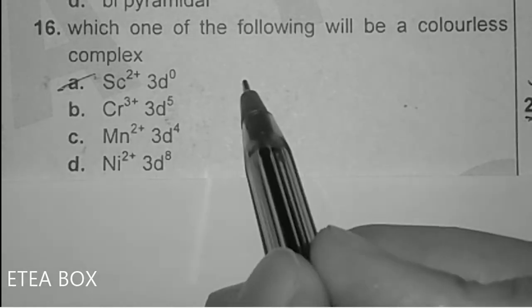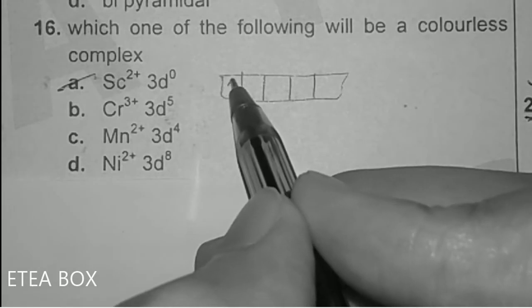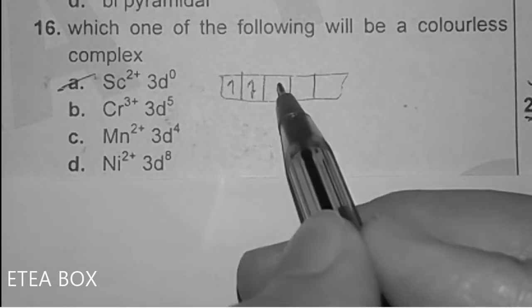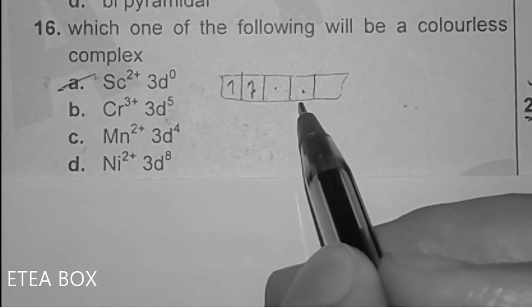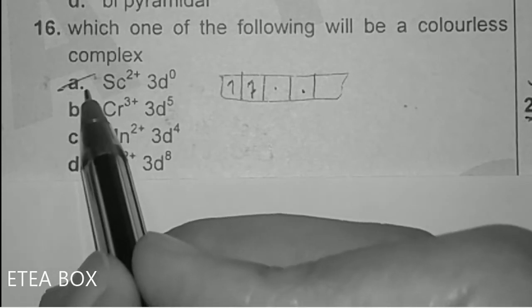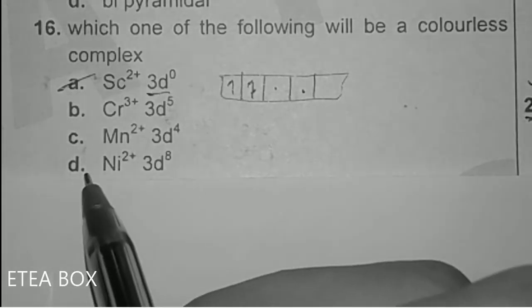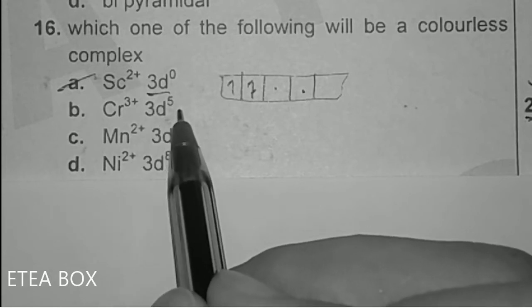Which one of the following will be a colorless complex? Now we know that the color of the transition metals is due to the d-d transition. Let's suppose this is the d orbital, 1, 2, 3 and 4. When an electron is transferred from one orbital to another orbital, it means that d-d transition occurs in the transition metals, and it will give colors. But look at scandium +2. The d orbital has 0 electrons, which means that no transition will occur between the electrons of the d orbital.